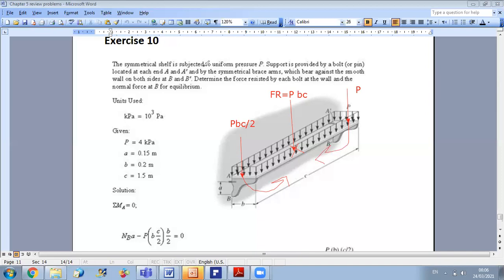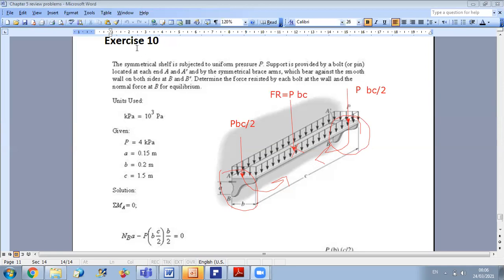And in this way, I can easily find the reactions because by symmetry, the reaction at this end here will be equal to the reaction at the other end. So it's enough to do the analysis on one of the two ends, considering that each end is subjected to a force of PBC over 2. So in this way, we have transformed our problem from 3D equilibrium to 2D equilibrium.